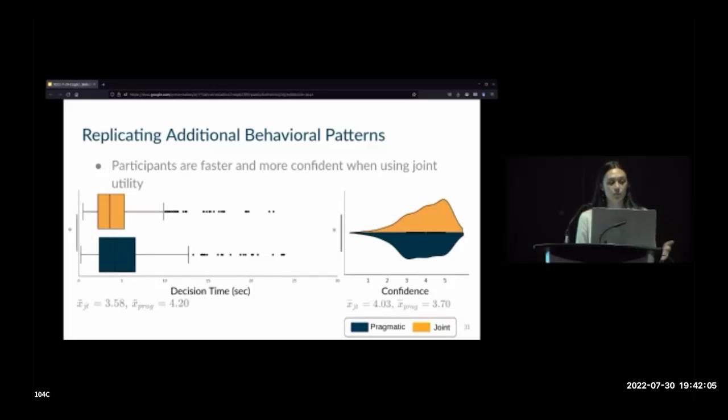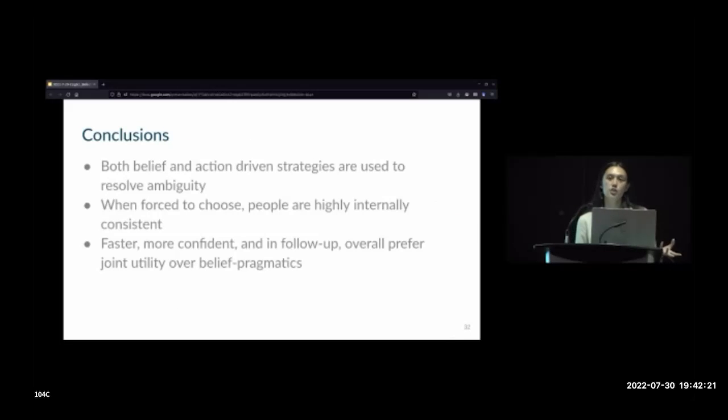And as before, when we look at decision time as well as confidence, we're replicating the behavioral patterns from experiment 1. So people are both faster to make joint utility decisions and they're more confident about them. So in conclusion, we've found that both belief and action-driven strategies are used to resolve signaling ambiguity. And we've done this in this new paradigm.